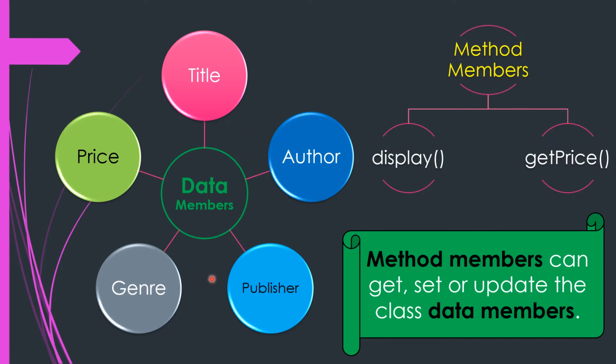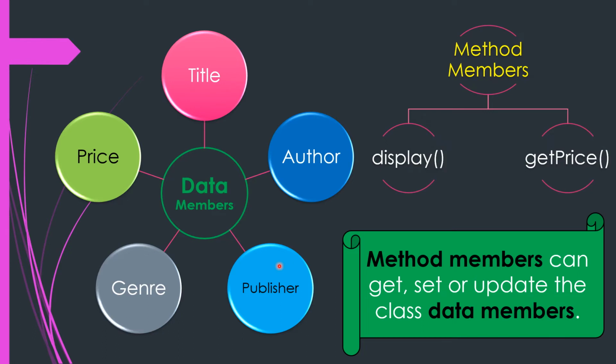For example, if you want to display the details, then what are the details of the book? Basically, these data members are the details of the book, like title, author, publisher, all these are the details of the book. So, you can say that whenever we are using these method members, they are getting, setting or updating the class data members. So here if we want to display, then what is it basically doing? It is setting, because here we are just going to display the details which are already given.